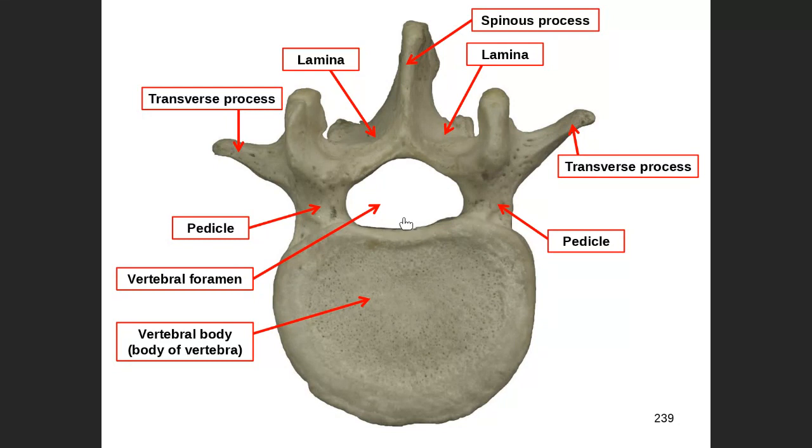All right, then you've got, let's do the processes. You got this process coming right off the backside of the vertebra. That's the spinous process. Then you got these processes that are coming off the sides of the vertebra. Those are the transverse processes, here and here. Then the part of the vertebrae found in between the transverse process and the spinous process here, that's the lamina.